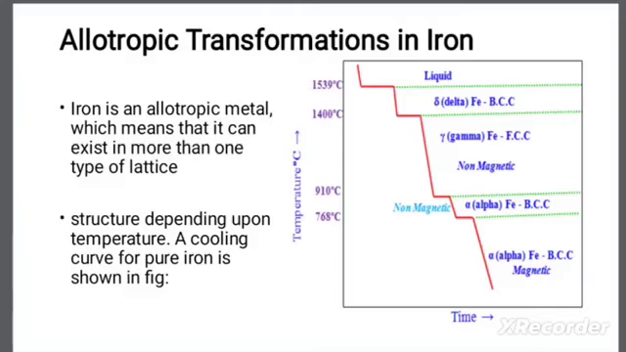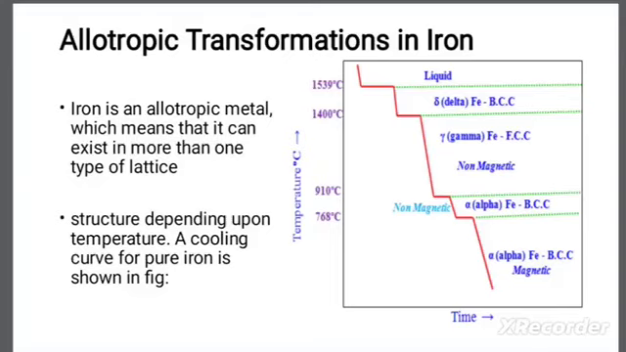Then as we cool the pure iron from 910 degrees Celsius to 768 degrees Celsius, again the gamma iron region undergoes an allotropic transformation, and a solid state transformation takes place and converts the gamma iron region into the alpha iron region, which is again BCC in crystal structure. And then the alpha iron region is going to be non-magnetic.